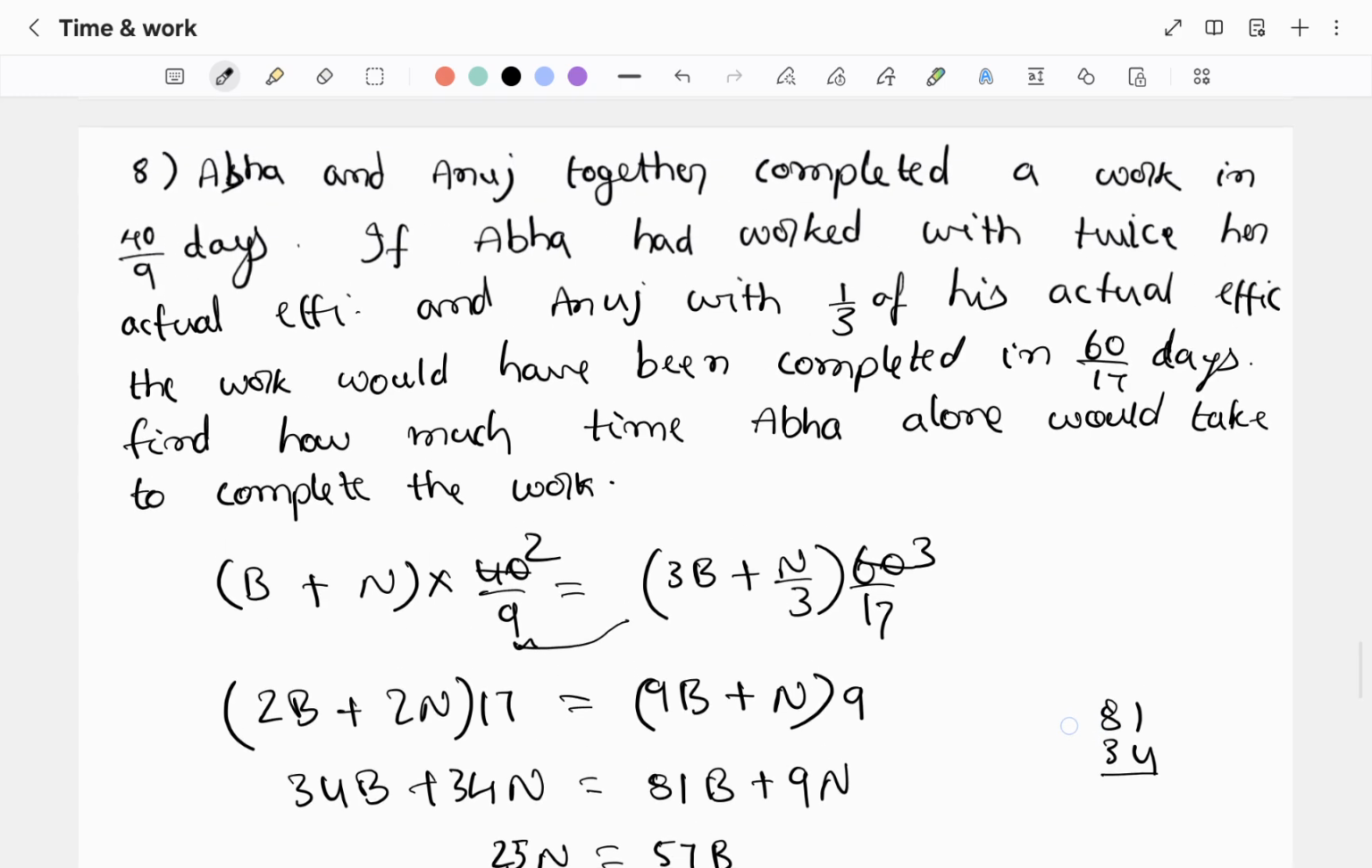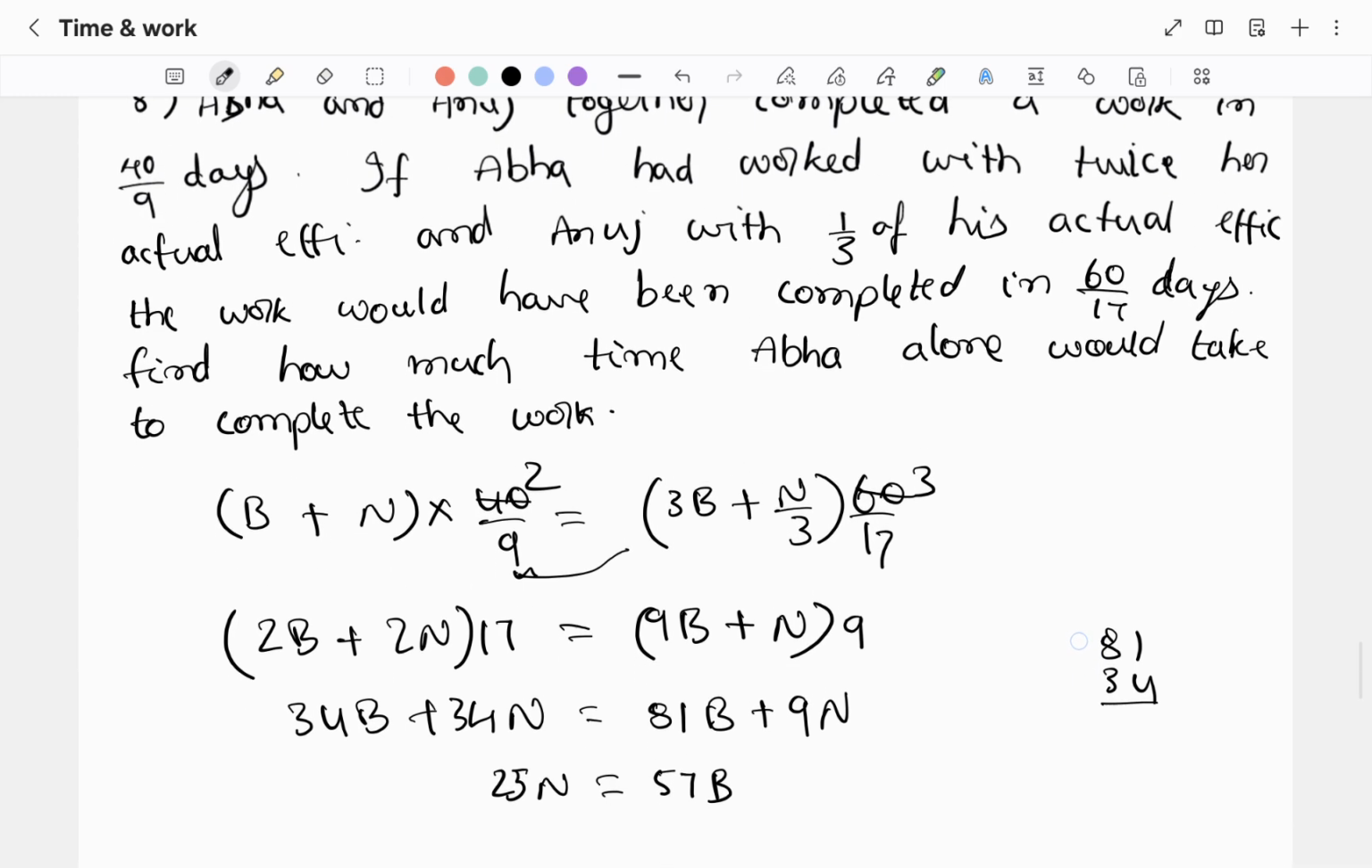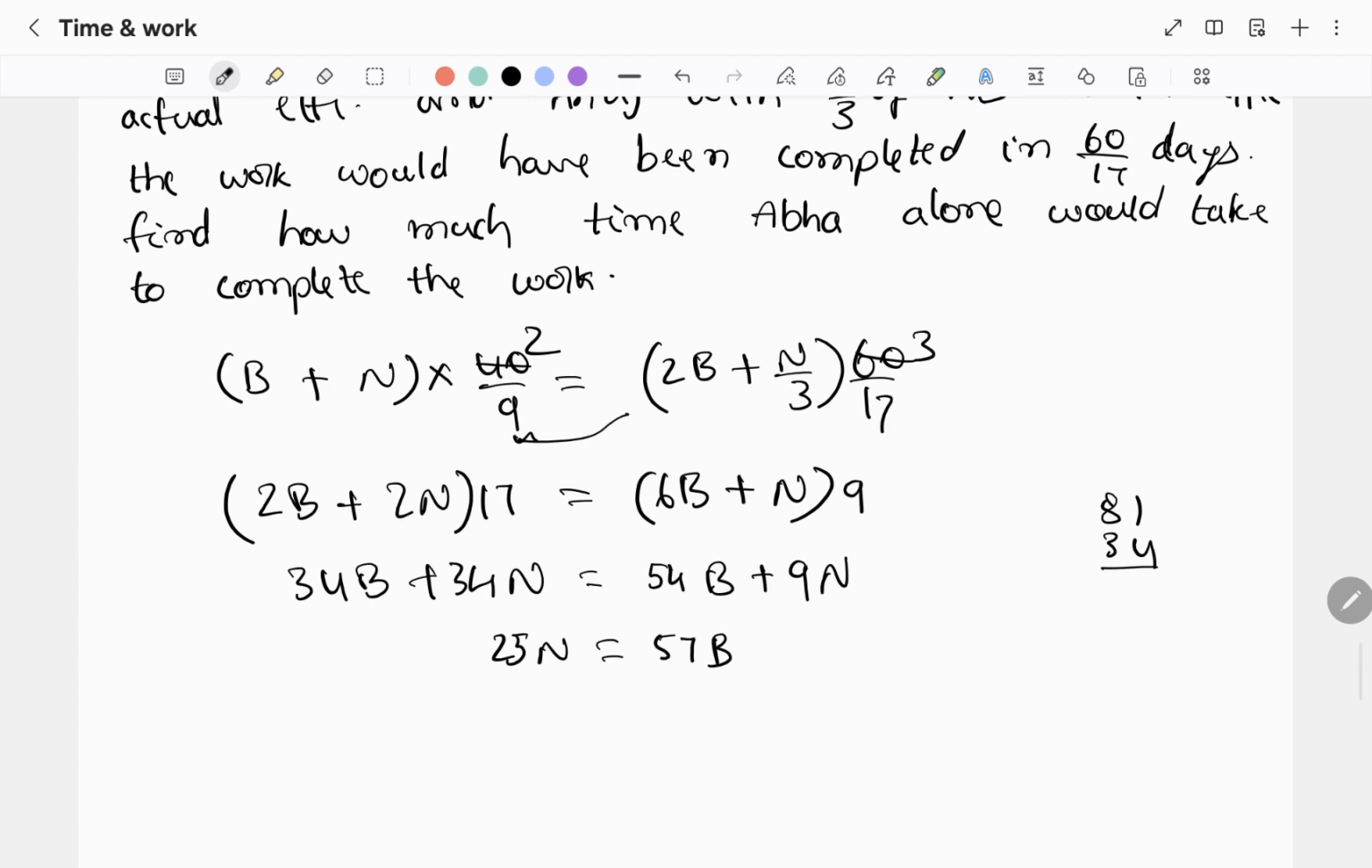See, the efficiency of Abha, twice, no, not thrice. See, I have taken this mistake. So this is 2. This is 2. Now 3 into 2, 6. 6 into 9, 54. So 54 minus 34 is 20B. Now A is to B ratio, or N by B ratio, must be 5 is to 4, 5 is to 5. So we got the efficiency 4 and 5. Okay, good.